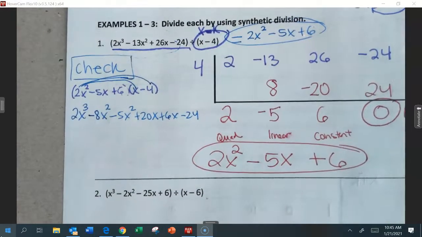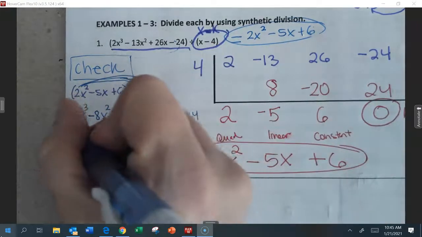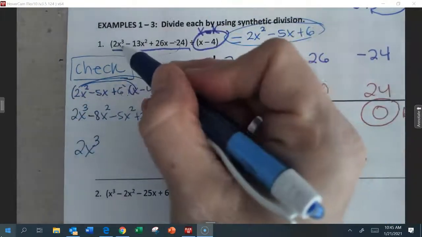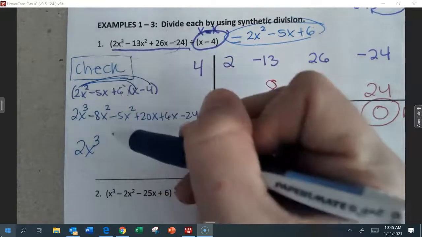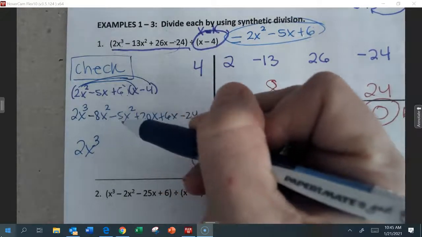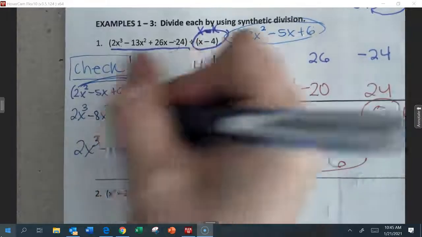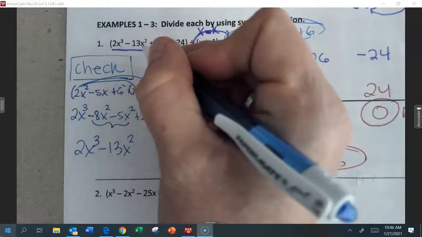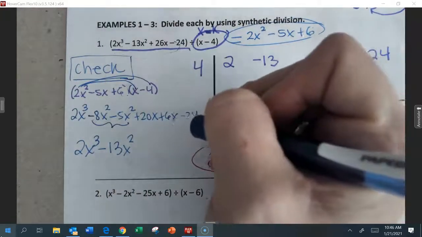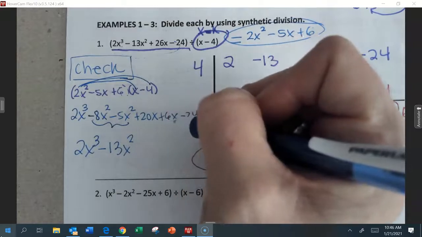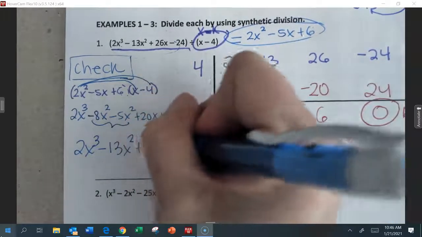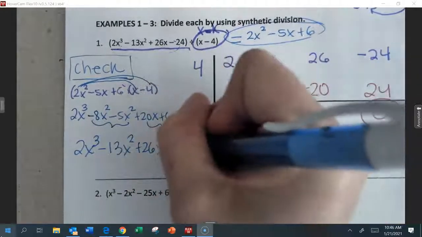Now, combine like terms, everyone. Put it in order, standard form, make it look pretty. So we have one term, so there's 2x to the third. Whoop, there it is. Let's see, a minus 8 and a minus 5, x to the second. Well, that's minus 13, x. Whoop, there it is. It's like I'm singing that song. 20x plus 6x is plus 26x, and then minus 24.